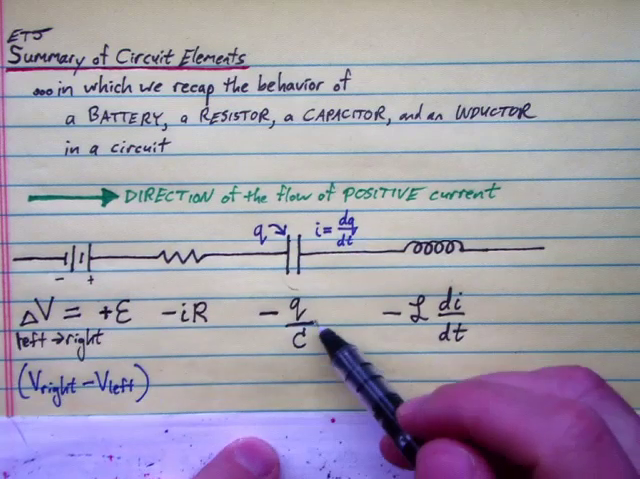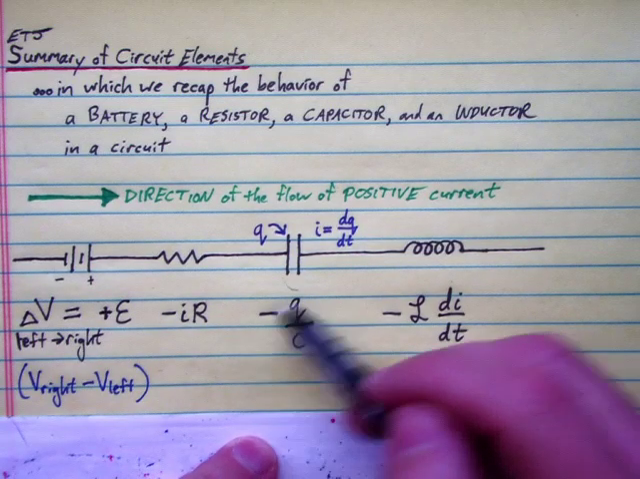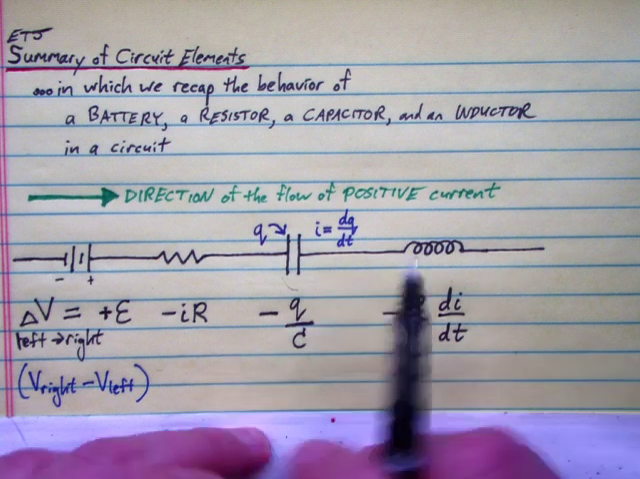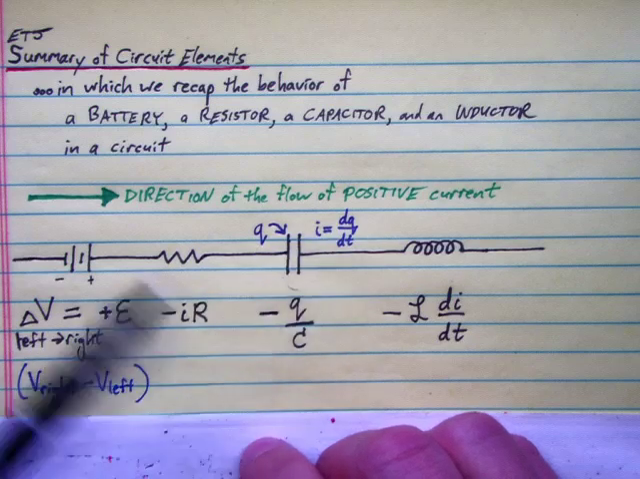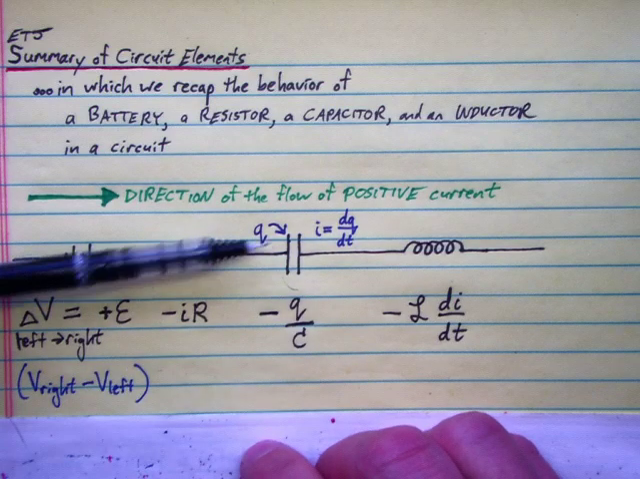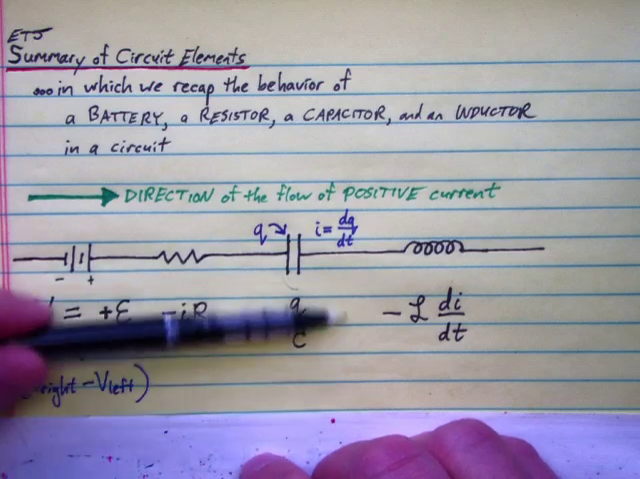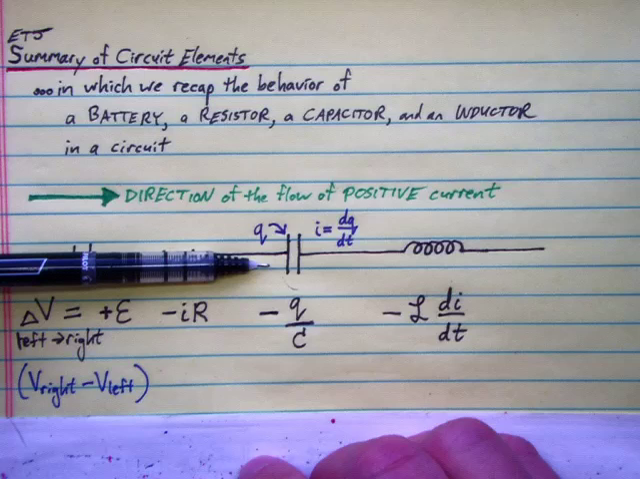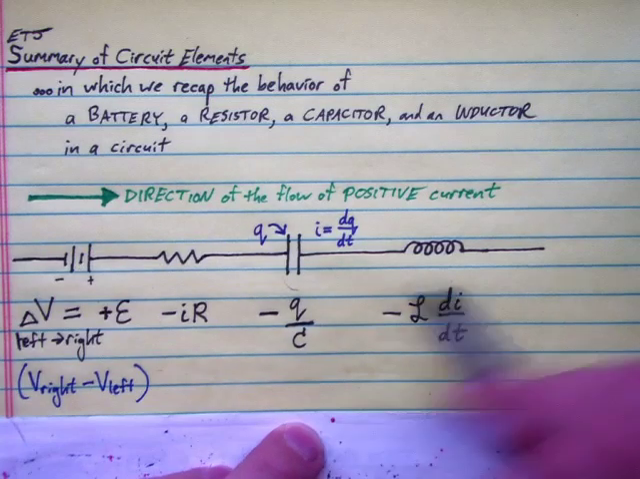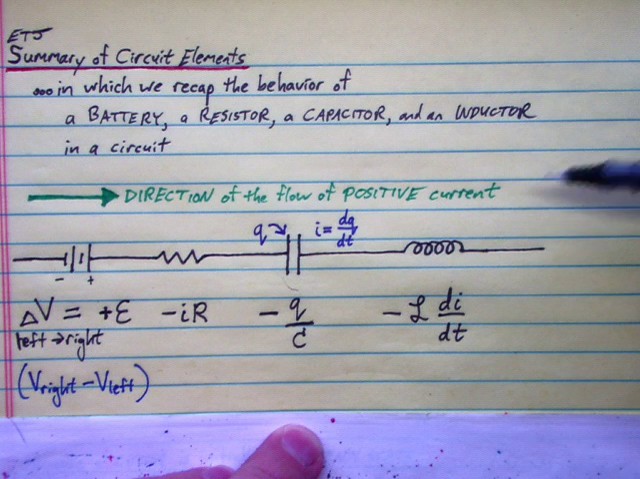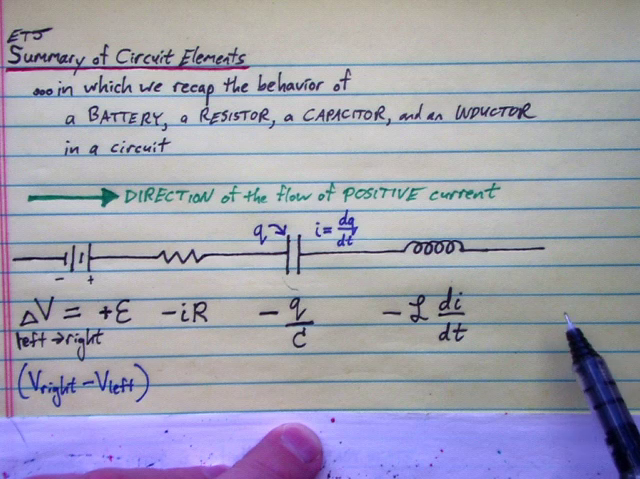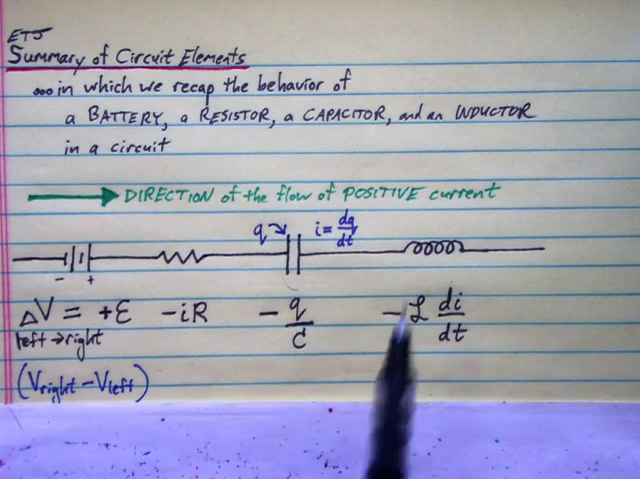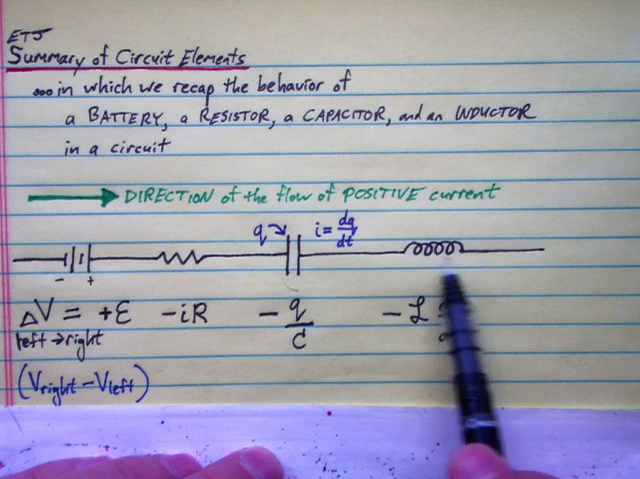So this expression works whether Q is positive or negative, as long as we've defined Q and I to be related this way. So if a positive I increases Q, then this expression tells us the delta V as we go from left to right. Okay, and then lastly, our inductor, our coil, our solenoid over here, this spring-looking symbol. Minus L dI/dt is our potential difference as we go from left to right across that.